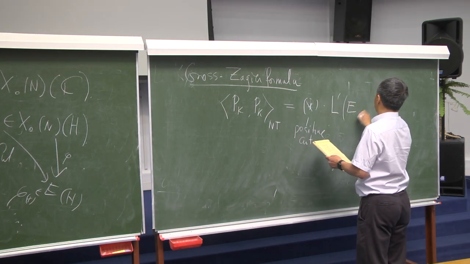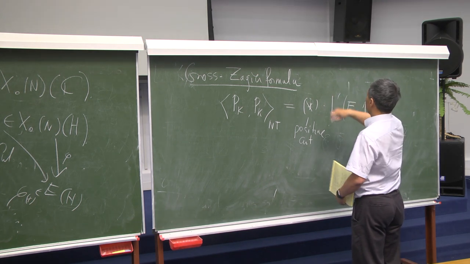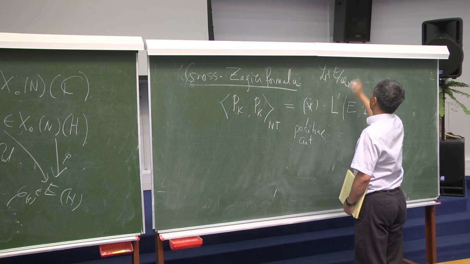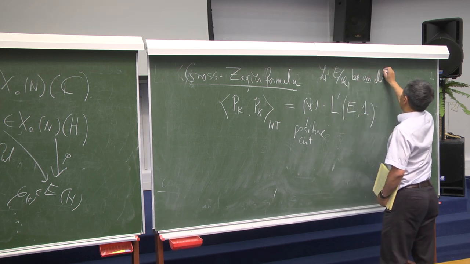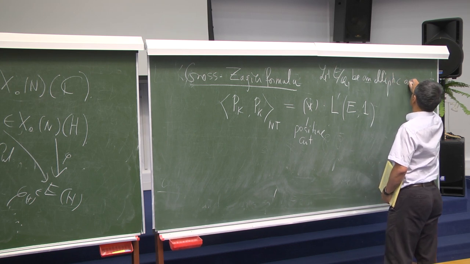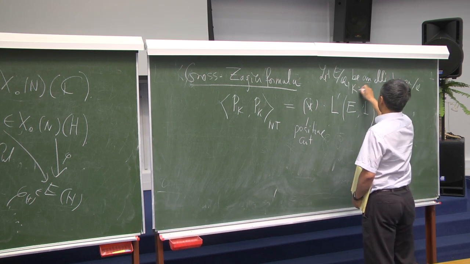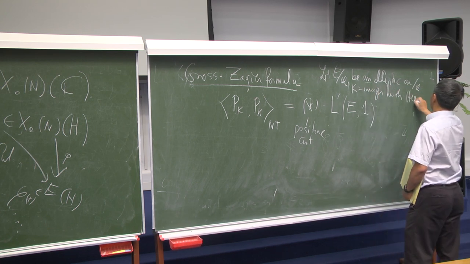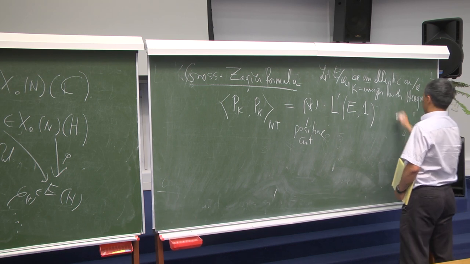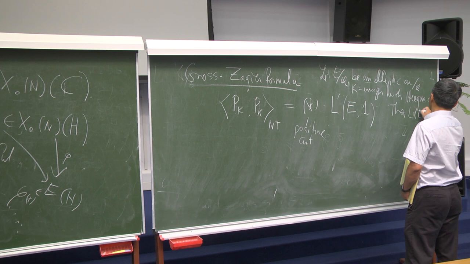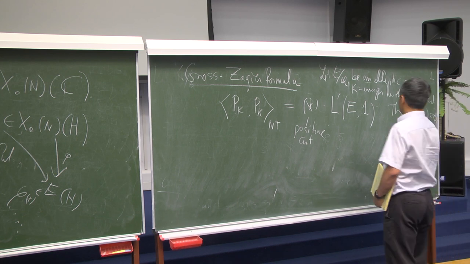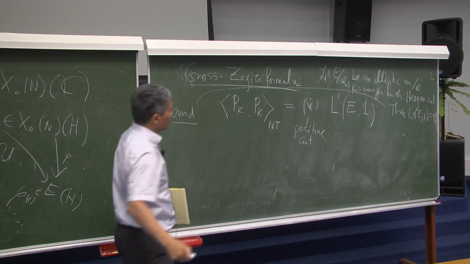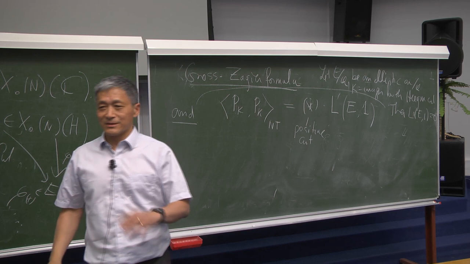derivative L'(E/K, 1). Okay, so first of all, let E over Q be an elliptic curve, and K an imaginary quadratic field with the Heegner condition. Then L(E/K, 1) is zero. This is true. So this is not a difficult statement.